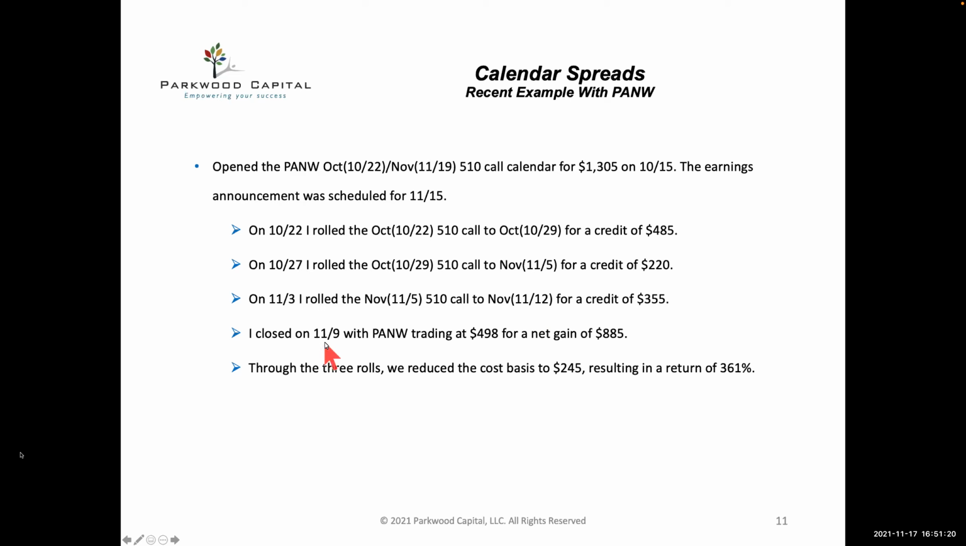Now, it turned out it kept running higher and lower. And so on the 9th of November, I decided there was a nice profit here and I wasn't going to kind of take the risk.